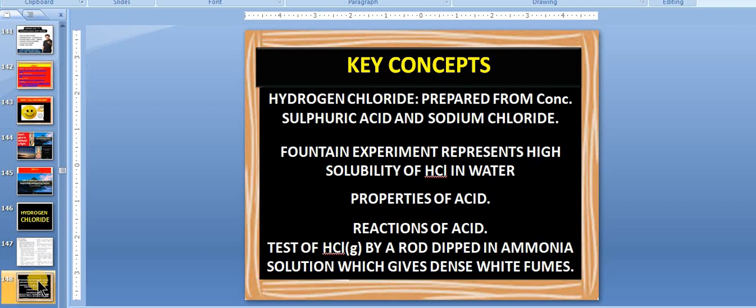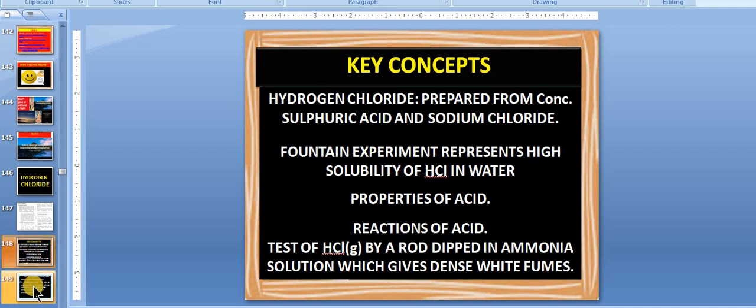Then the last point is testing. Testing of HCl gas: we can test HCl gas by using a rod dipped in ammonia solution. Ammonia solution means ammonium hydroxide. When ammonium hydroxide comes in contact with hydrogen chloride, it will give dense white fumes. These are the concepts which we are going to use in our questions.